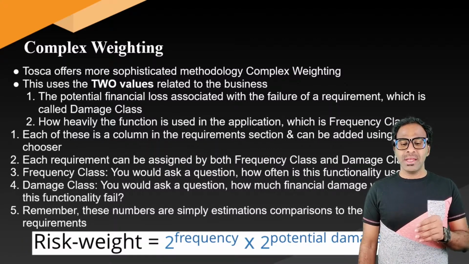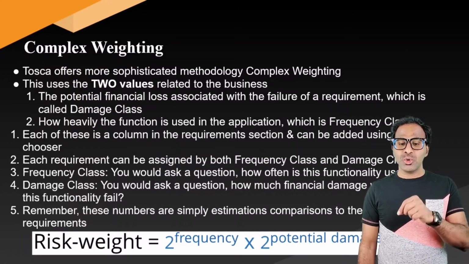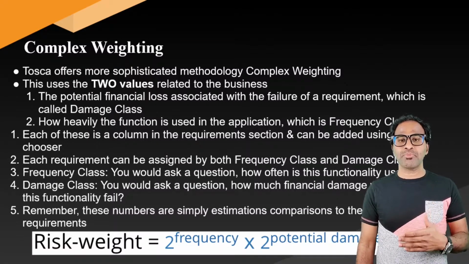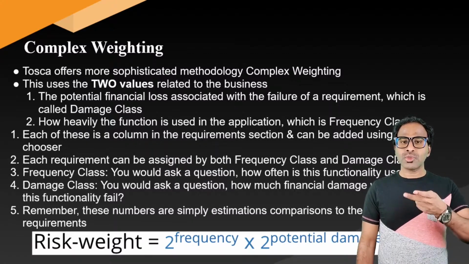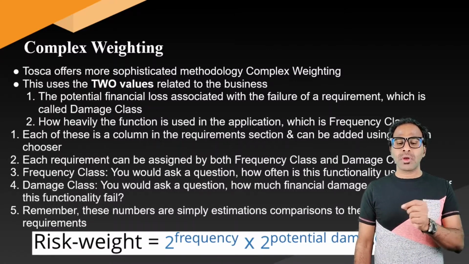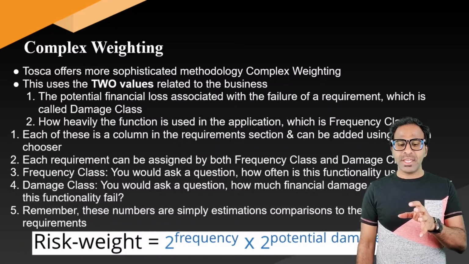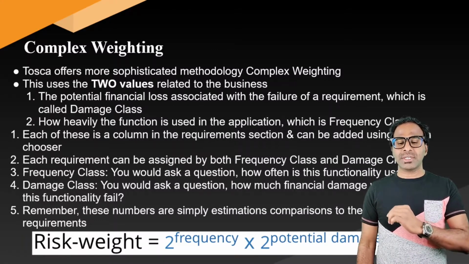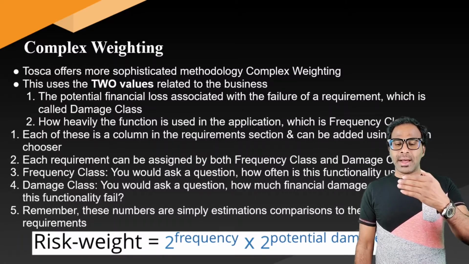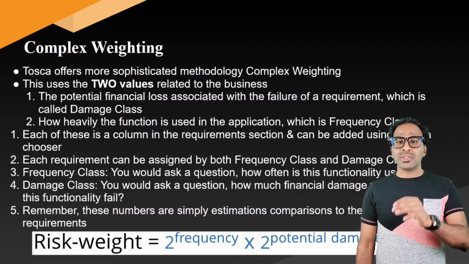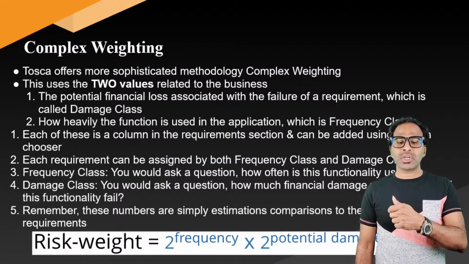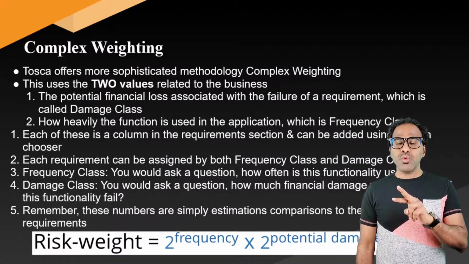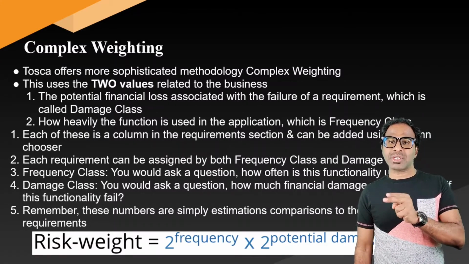How heavily the function is being used in the application. So that is your frequency class. Basically, how frequently you are using that functionality. So we'll be using these two values to perform complex weighting. Each of these can be selected as a column. In Tosca, if you go to the column selector, you can select a damage class as well as the frequency class so that you can see these two columns in Tosca Tool. Each requirement can be assigned these two values, the frequency class as well as the damage class.